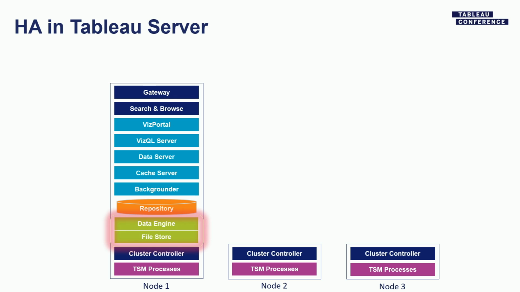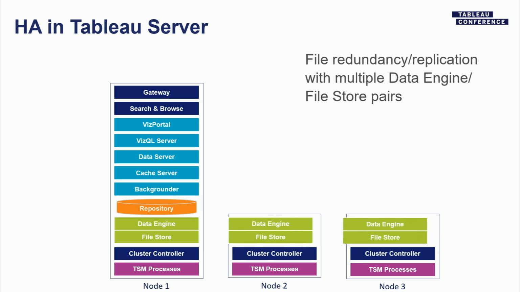Well, the first principle that I talked about for achieving high availability was creating redundancy in the system. So the simplest thing to do is to replicate Data Engine and File Store pairs across all the nodes in the cluster. So here I've added them to node 2 and node 3. With File Store, one of the things that you may not know is that File Store automatically will sync the content between all the nodes in the cluster.